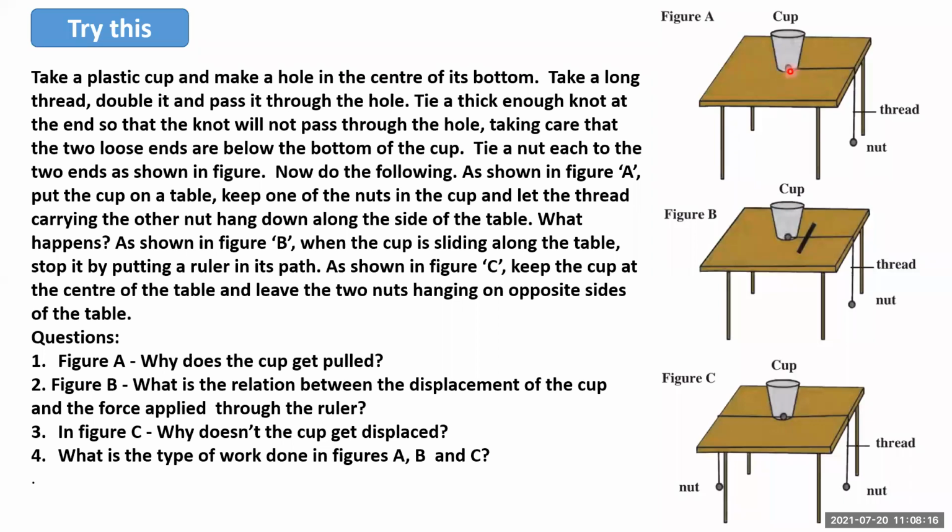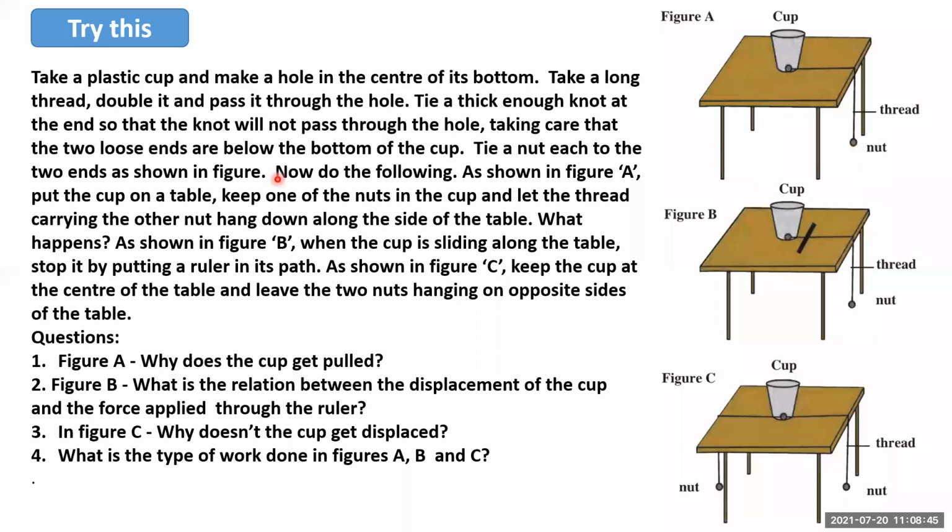Tie a knot in the plastic cup. This is a knot and this is a nut. Take care that the two loose ends are below the bottom of the cup. Tie a nut to each of the two ends, as in the figure. Now these are the two nuts tied to the ends of the thread.